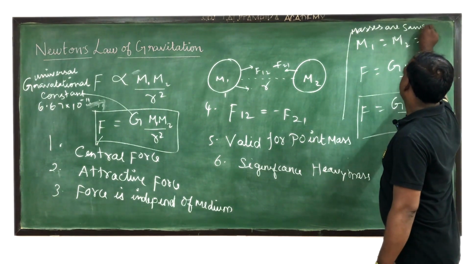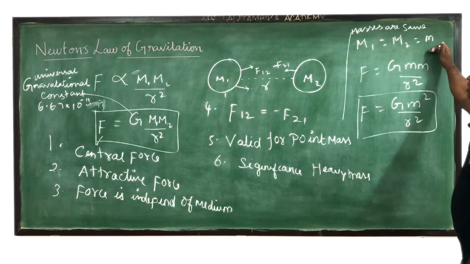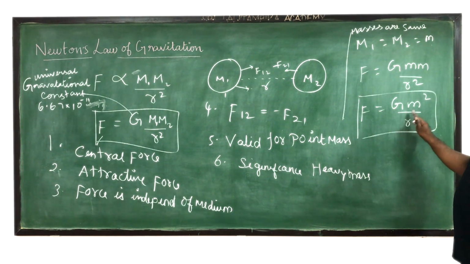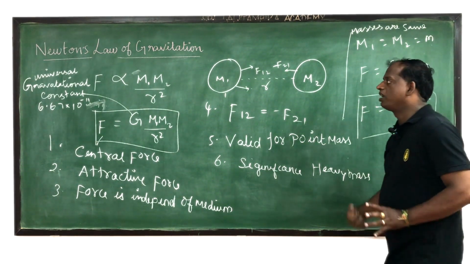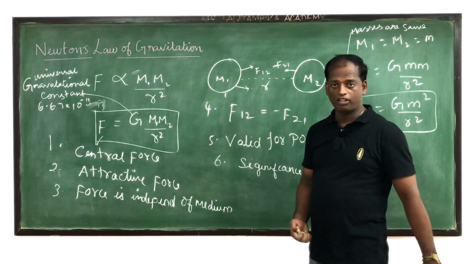So if the masses are the same, then what happens? m1 value and m2 value will be the same. Then we can write the formula as F is equal to G into m square by r square. So this is the basics of Newton's law of gravitation. Let's look at some sums related to this.